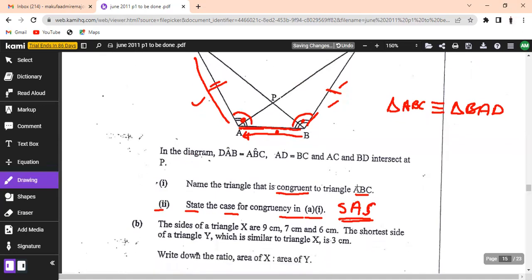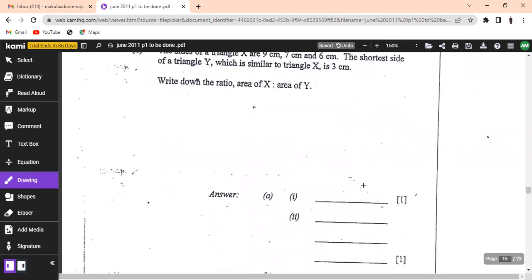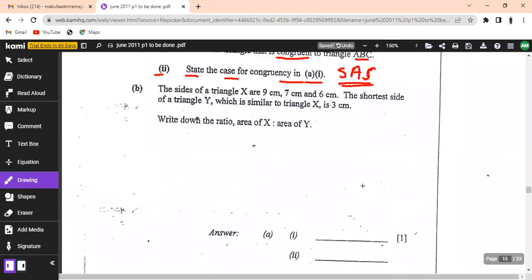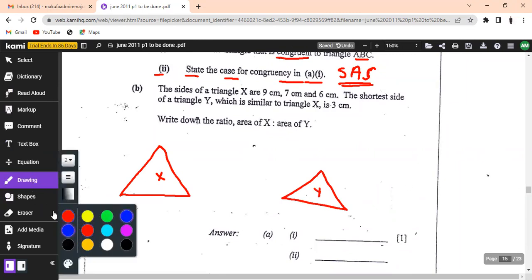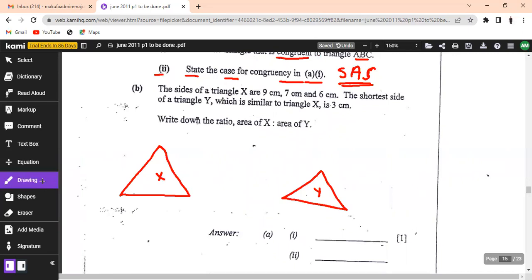Okay, the sides of triangle X, so this is another part that we have got, triangle X. Do we have triangle X? No, we do not have. So this is my triangle X, and this is my triangle Y in this case. Okay, this is my triangle Y like this. Okay. So there we are given that there's a triangle X which is given by the sides 9, 7, and 6. So this is 9, 7, 6.